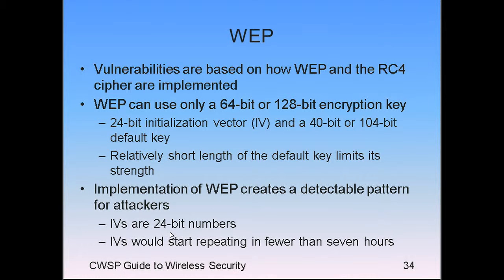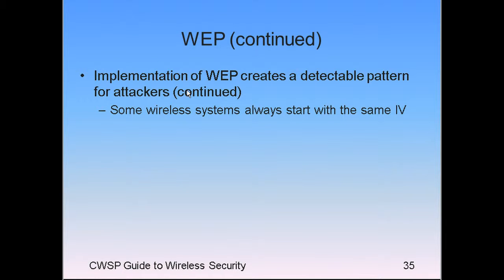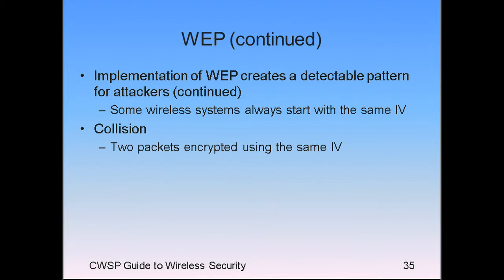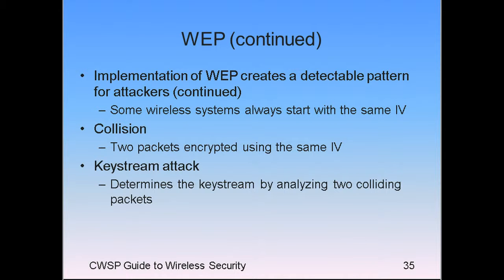IVs are 24-bit numbers. IVs would start repeating in fewer than 7 hours, depending on how busy the system is. It can be a lot less time than that, and there are other ways to attack it. It creates a detectable pattern, and anything that has a detectable pattern is going to be considered a weak key. Here it says some wireless systems always start with the same initialization vector. That really makes it not random. Collisions, two packets encrypted using the same initialization vector, are going to be an issue.